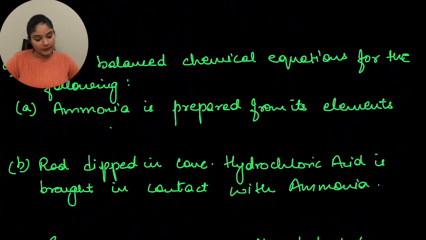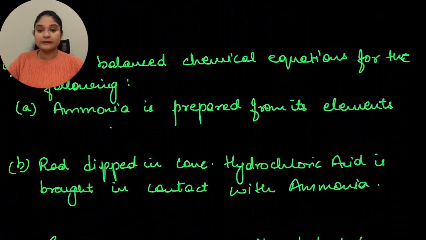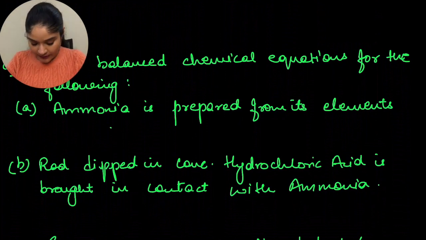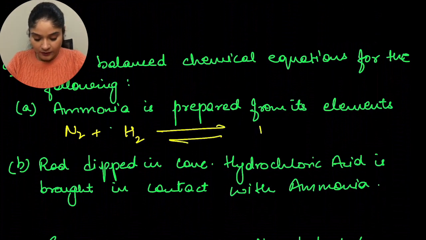Write balanced chemical equations for the following, and the first one is ammonia is prepared from its elements. So ammonia is prepared from its elements in Haber's process. That means nitrogen plus hydrogen gives you ammonia, but make sure that you mention all the conditions on the arrow. So that would be, let me write that. Nitrogen plus hydrogen giving you ammonia, and then you mention all the conditions.